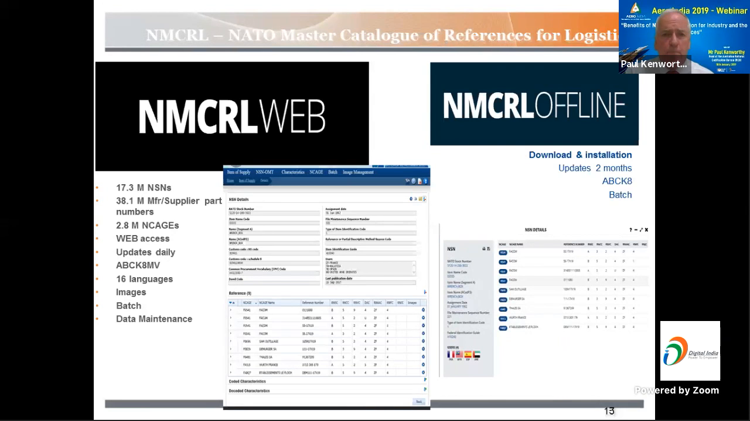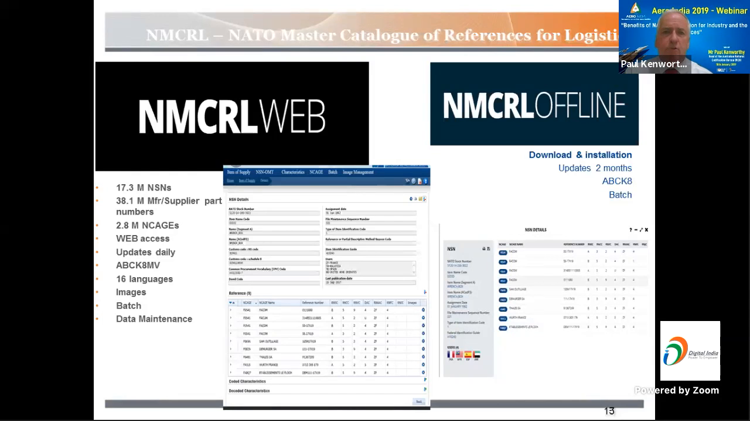It is available on the web. So you have the NMCRL web. There is also an offline version. And just to quickly go through this tool, which is available to industry, there are 17.3 million NSNs, over 38 million manufacturers and suppliers part numbers, and nearly 3 million manufacturers and supplier company details. It is available via the web. It's updated daily. It's available in 16 languages, and you can do quite some good things with it. You can do batch searches and jobs like that, data maintenance. And Daniel will talk about this a little bit more.